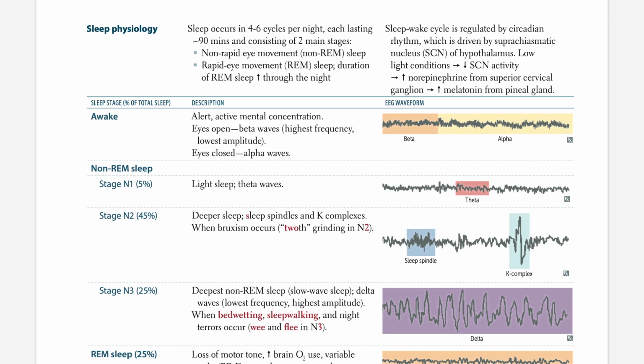Okay, sleep occurs in 4 to 6 cycles per 90 minutes. Every cycle consists of two stages, non-REM and REM. And the sleep-wake cycle is regulated by circadian rhythm, which is driven by the suprachiasmatic nucleus of the hypothalamus, which causes release of norepinephrine, which causes release of melatonin from the pineal gland.